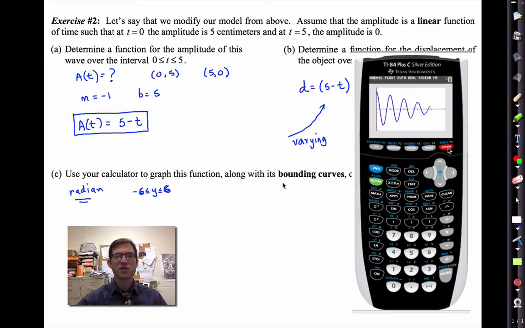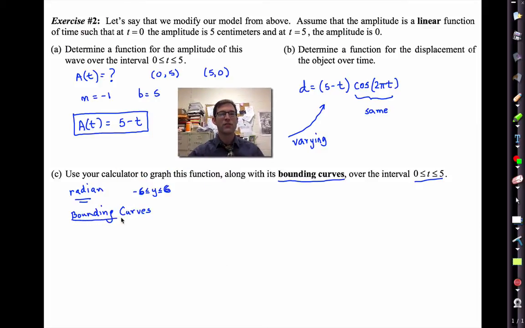Now, this piece of terminology, bounding curves, right? That's a little bit new, so let's talk about that. All right, one thing that's really neat about both the sine and the cosine function is the fact that they are bounded functions, right?